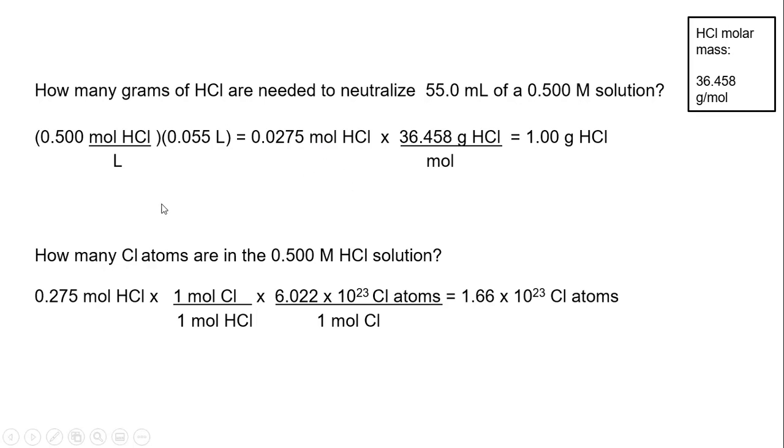Now, second part to this question, how many Cl atoms are in the 0.500 molar HCl solution? I'm taking the moles from here, where my arrow is, and I'm going to get atoms. When you see the terms atoms, ions, molecules, that means you have to use Avogadro's number. So I'm breaking this down. I have 1 mole of HCl, which gives me my 1 mole of Cl. When I want my 1 mole of Cl, I use Avogadro's number, and that will tell me how many atoms are in the solution of Cl atoms.